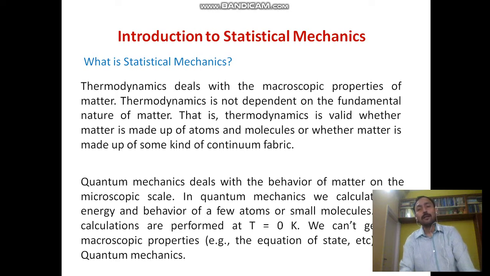Now, quantum mechanics deals with the behavior of matter on the microscopic scale. In quantum mechanics, we calculate the energy and behavior of a few atoms or small molecules. Most calculations are performed at T equal to 0 K. We can't get macroscopic properties, for example, EOS, that is equation of state, etc., from quantum mechanics.